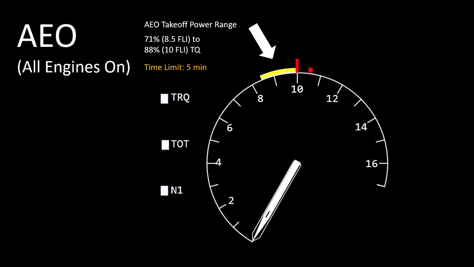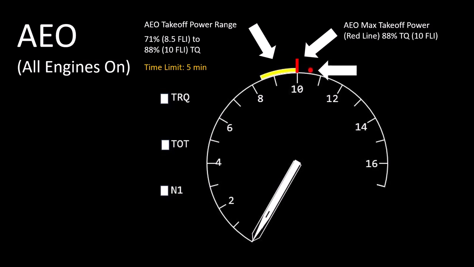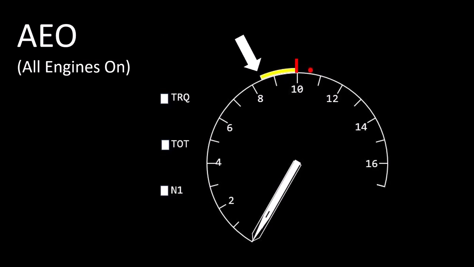while you're taking off. And then for some reason they have this as a separate limit, but the AEO max takeoff power is just the top end of that takeoff power range. So same values, it's 88% torque, which is 10 FLI. And then with AEO, you also have this. That's your max transient. So there's that transient again. We can go above 10 FLI, but only for a very short period of time. That's going to be 97% torque or 10.5 FLI for 12 seconds.